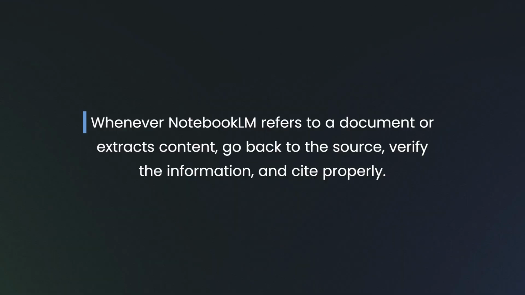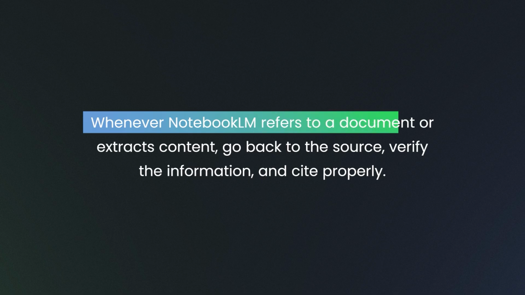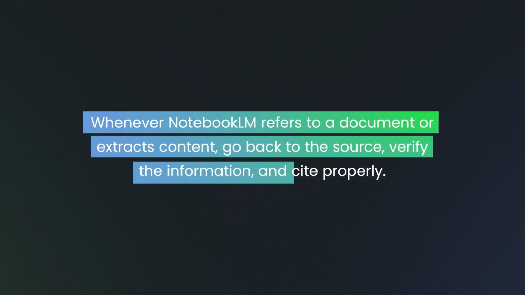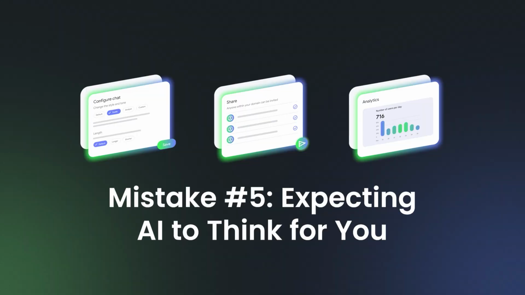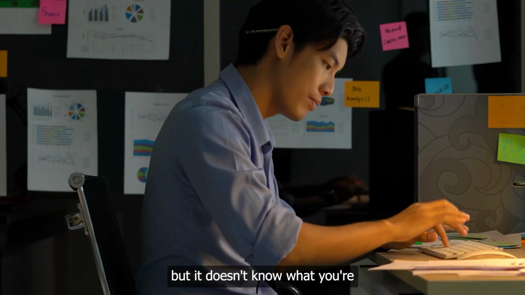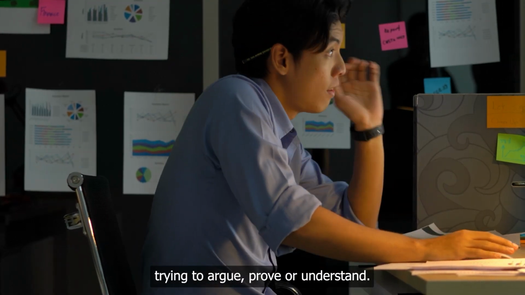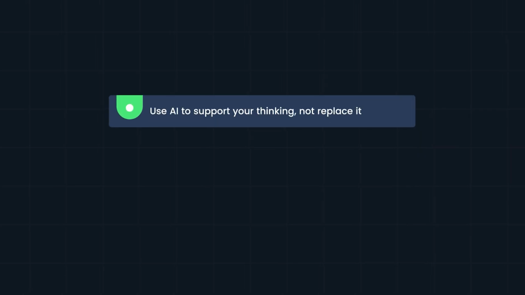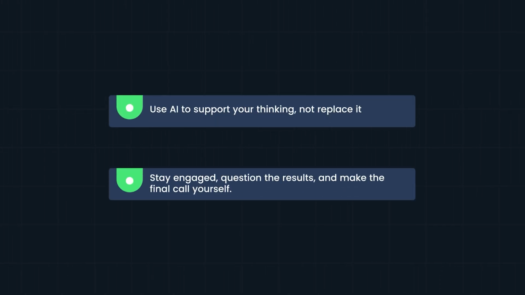Fix it. Whenever NotebookLM refers to a document or extracts content, go back to the source, verify the information, and cite properly. Mistake 5. Expecting AI to think for you. NotebookLM can organize, summarize, and explain, but it doesn't know what you're trying to argue, prove, or understand. That's your job. Fix it. Use AI to support your thinking, not replace it. Stay engaged, question the results, and make the final call yourself.